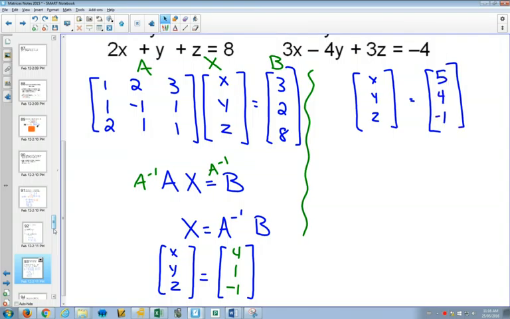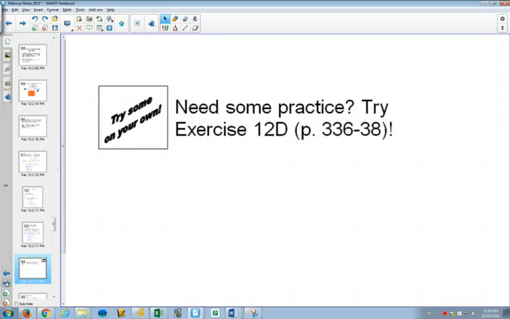All right, so there's the answer for B, and there are some practice questions on that handout that I gave you.